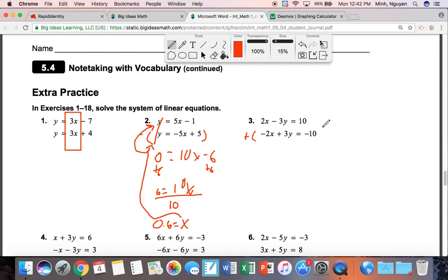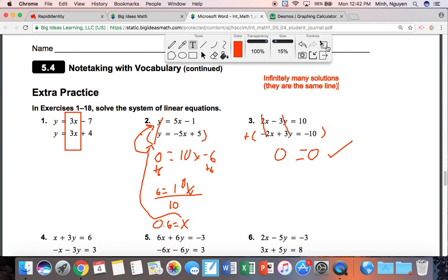Add them together. 2x plus negative 2x is 0. Negative 3y plus 3y is 0. 10 plus negative 10 is 0. 0 equals 0. When you have something like this where it equals itself, if you have one solution, no solutions, or infinitely many solutions, the answer is infinitely many solutions. They are the same line.